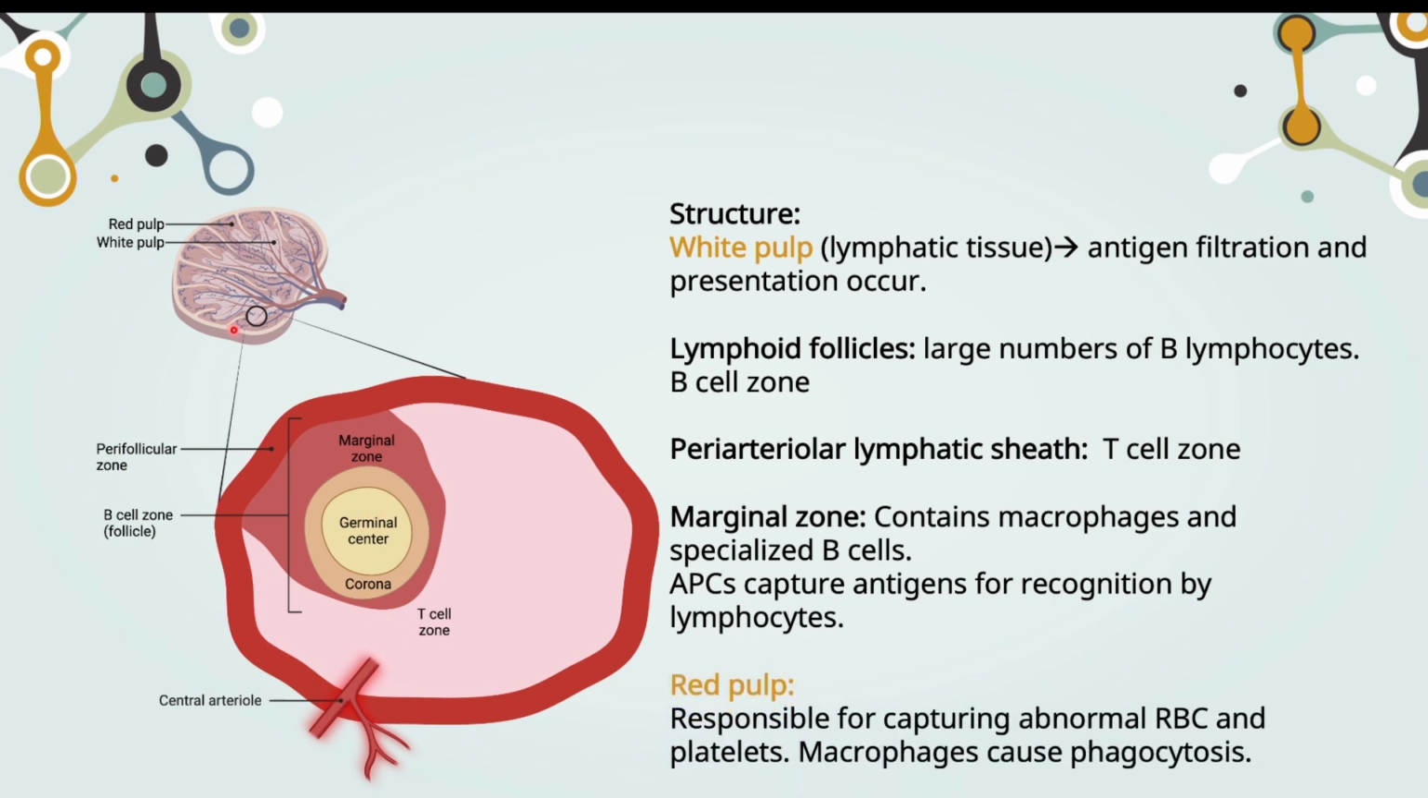Now let's look at the red pulp. Red pulp is the area here, outside the white pulp. The white pulp is present more centrally and the red pulp is more on the outside of the white pulp. This is the red cell zone, and it is involved in the capturing of the abnormal RBCs and platelets. Like I talked about earlier, if the RBCs are misshaped or old, they cannot squeeze through the narrow arterioles, and then they are captured by the macrophages and undergo phagocytosis.